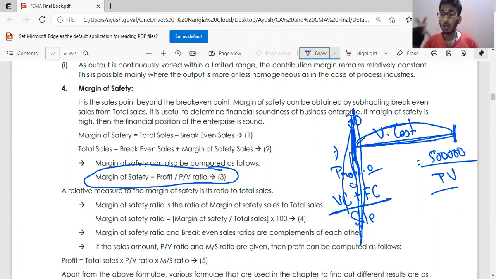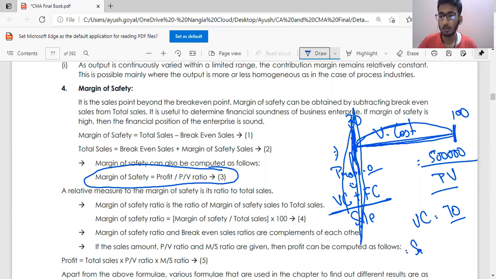Above this unit, the variable cost of the units sold after the 30. Suppose 100 units are totally sold, and 30 is the break even. So I can say the variable cost of 70 units would be the only cost, and the profit you are earning, 5 lakh rupees, comes out of these 70 units only.